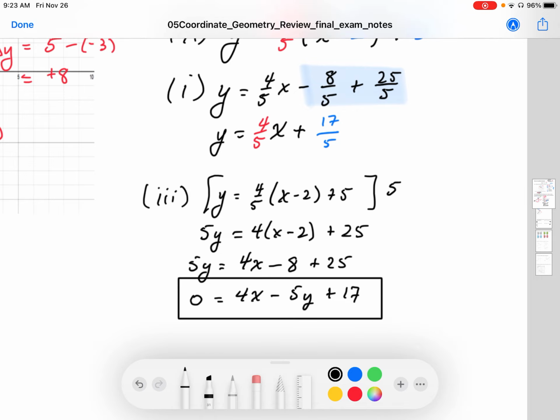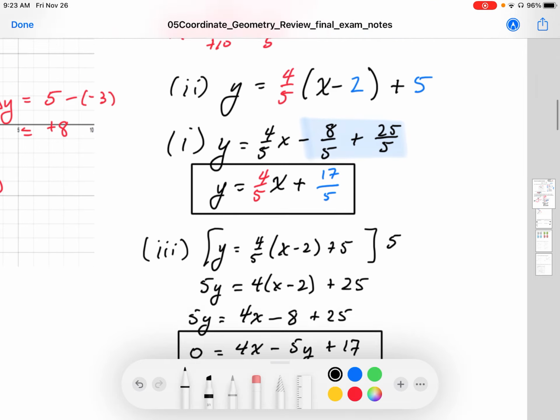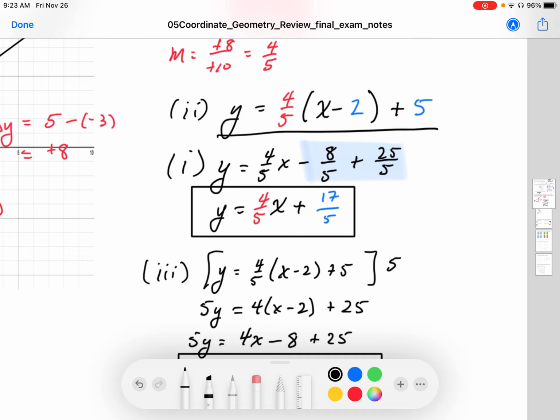So that represents the third solution here. I have my y equals mx plus b form, and I have my point slope form, which is, in my opinion, by far the easiest and the one that we're going to use the most once we get into grade 12 and calculus in particular. In calculus, we use this point slope form a lot.